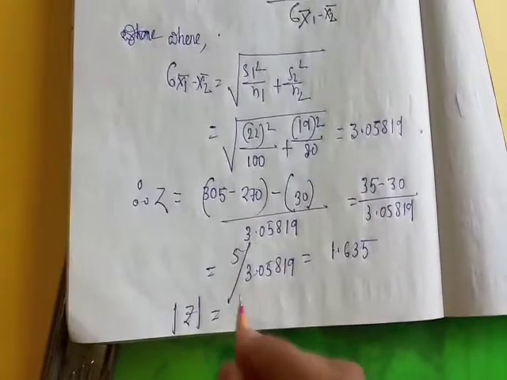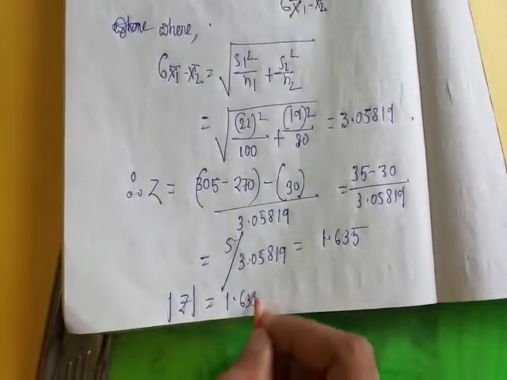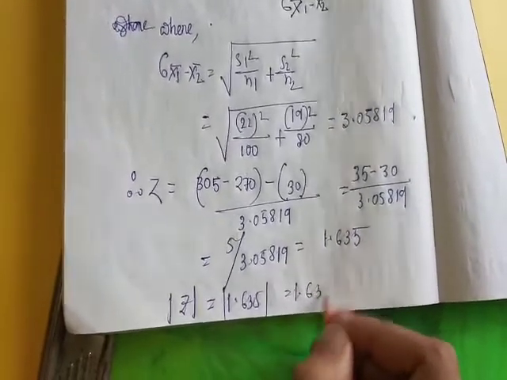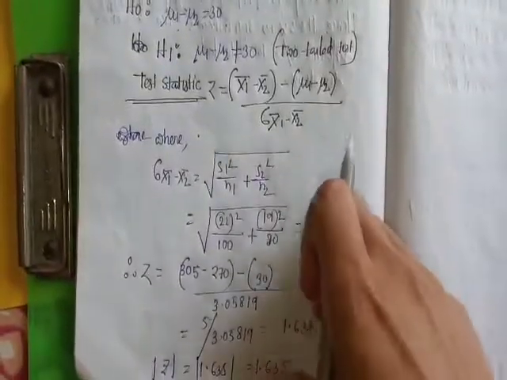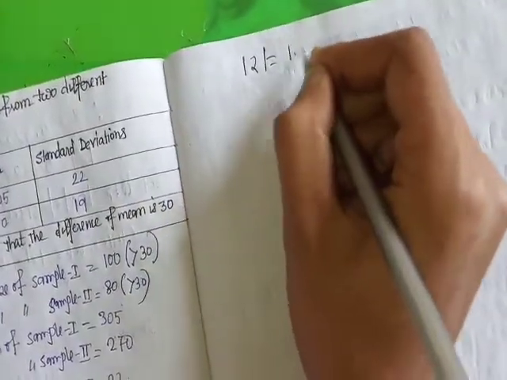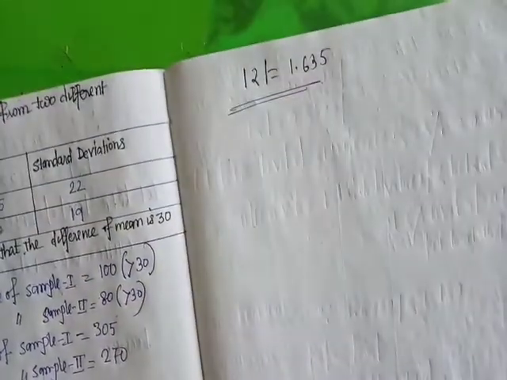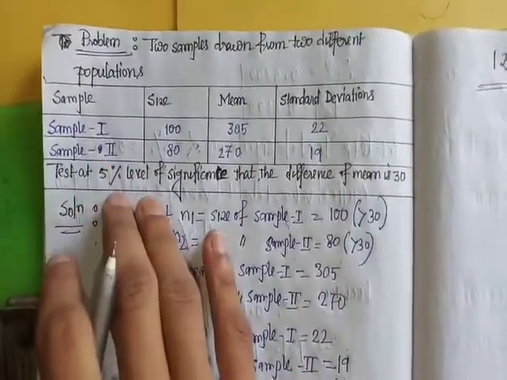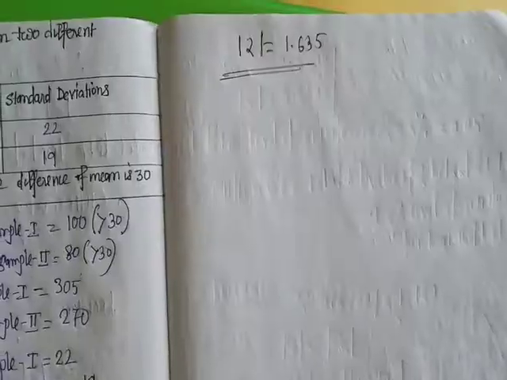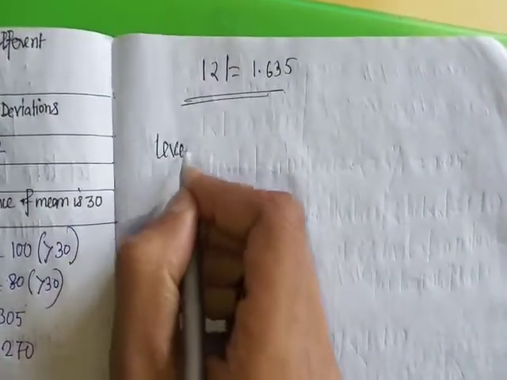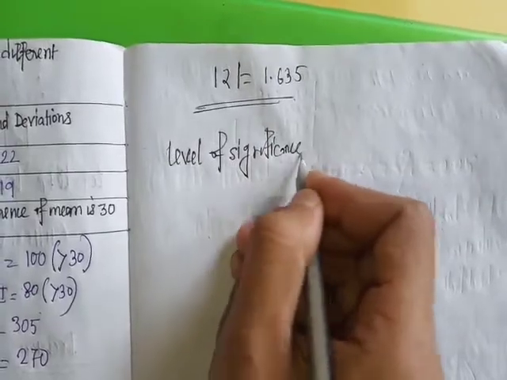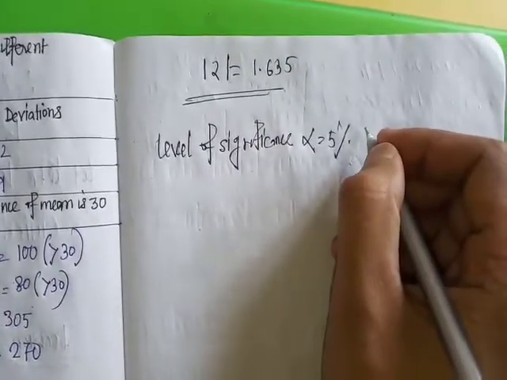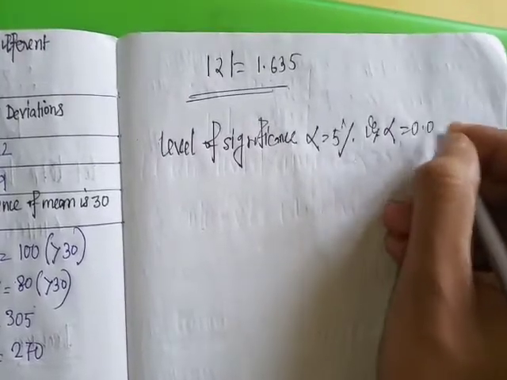Since this is a two-tailed test, we will find the value of mod z. So mod z equal to 1.635. Here level of significance alpha equal to 5%, that is, alpha equal to 0.05.